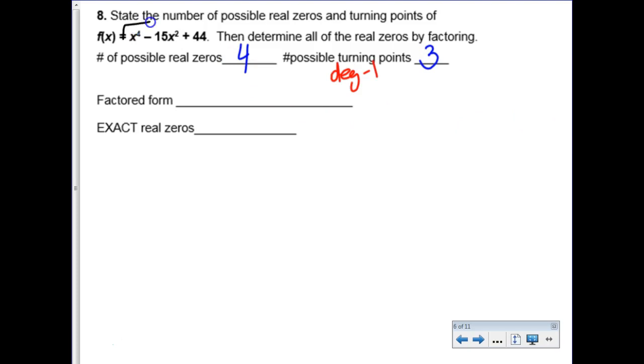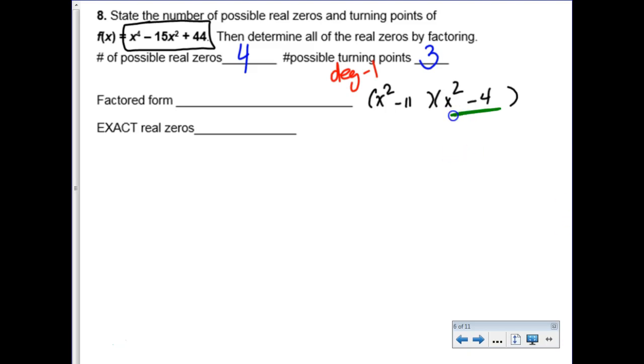Factored form. Notice nowhere in the instructions does it say, grab your calculator and do something. Factored form means your brain can do this, guys. This is a trinomial. So we're going to factor that trinomial. X to the 4th for your lead term would have to be factors of x squareds for this problem to work out because of the middle term. I need my back numbers to multiply to 44 and add up to negative 15. So how about a minus 11 and a minus 4? But are we completely factored yet?